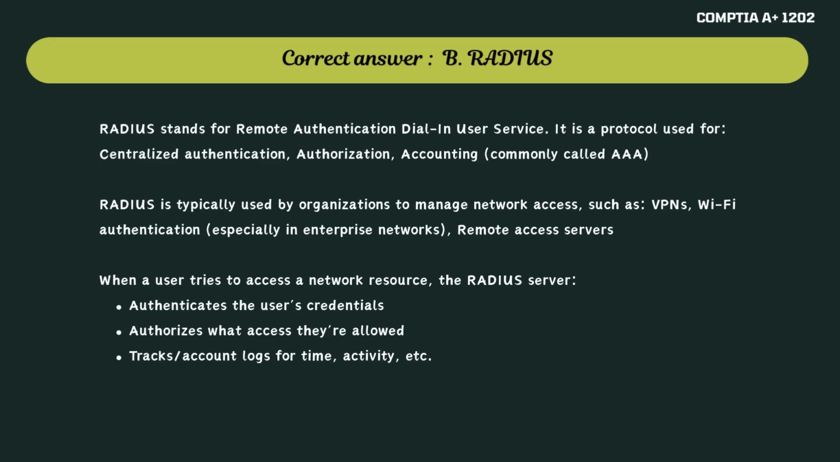Radius is typically used by organizations to manage network access, such as VPNs, Wi-Fi authentication, especially in enterprise networks, remote access servers. When a user tries to access a network resource, the Radius server authenticates the user's credentials, authorizes what access they're allowed, tracks/account logs for time, activity, etc.